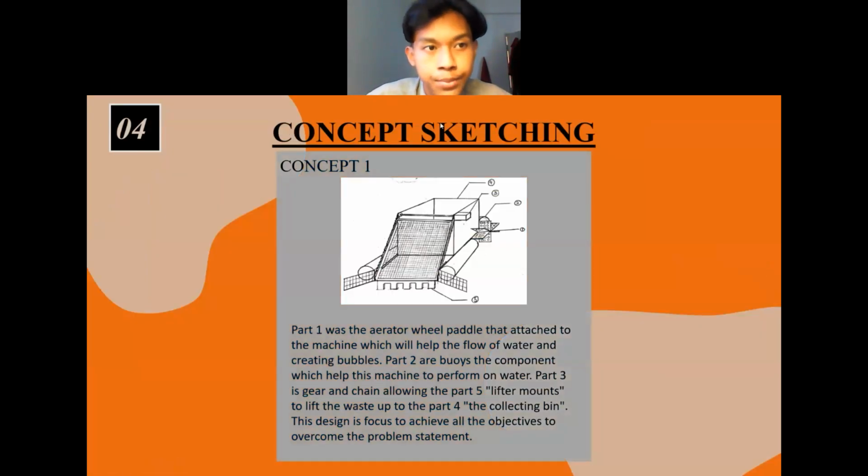So next, this is the concept sketching. Three concept sketches that I said before. So this is concept one, which is option 3 on the pie chart.